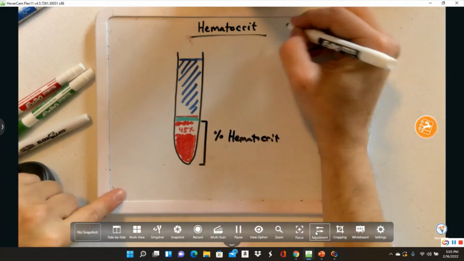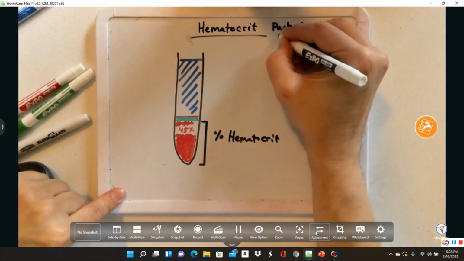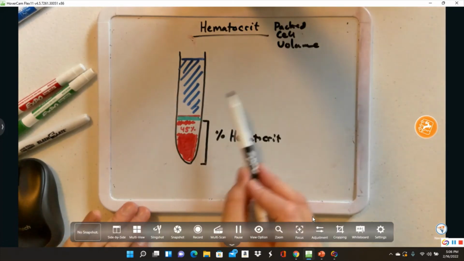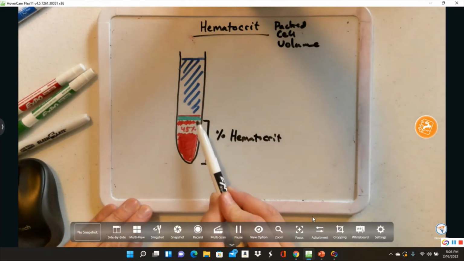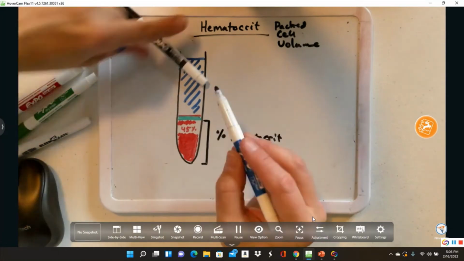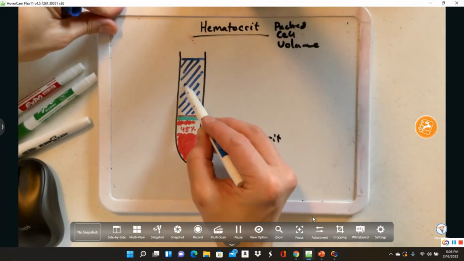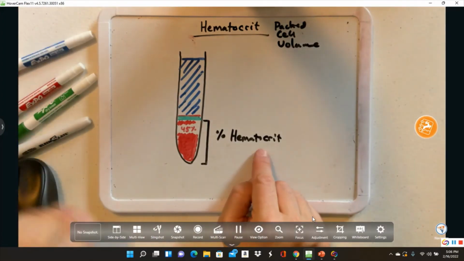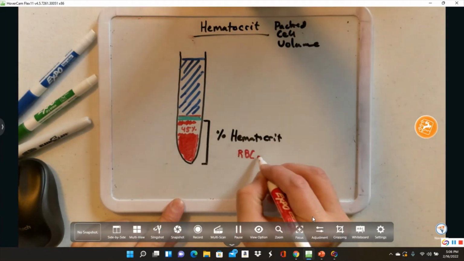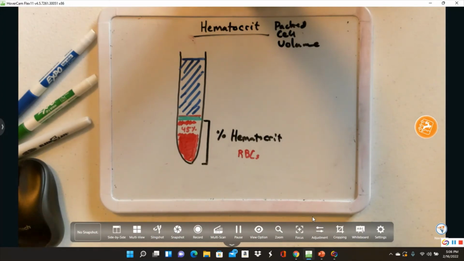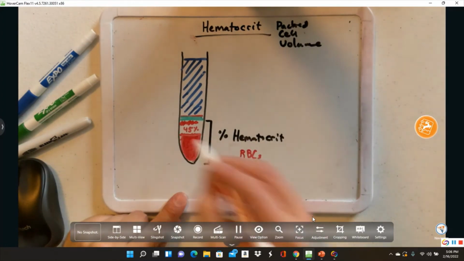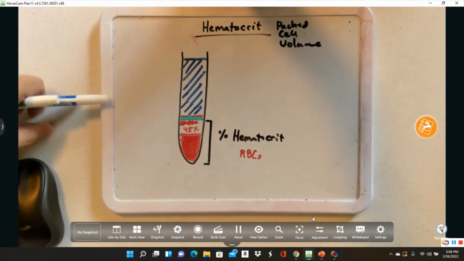Hematocrit is sometimes called packed cell volume. Why? What they do is they put blood in a tube, centrifuge it, and pack it down, with the heaviest cells at the bottom and lighter cells and fluid at the top, and you have what is called a packed cell volume, or hematocrit. This percentage of whole blood that is composed of red blood cells is the hematocrit. So if we were to find out that 45% in this case of the blood was red blood cells, they would have a hematocrit of 45%.